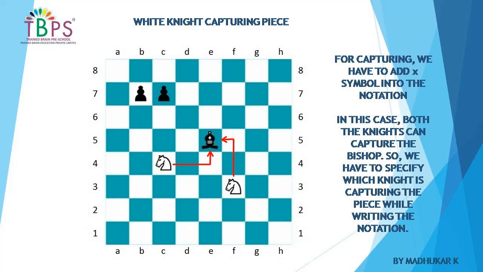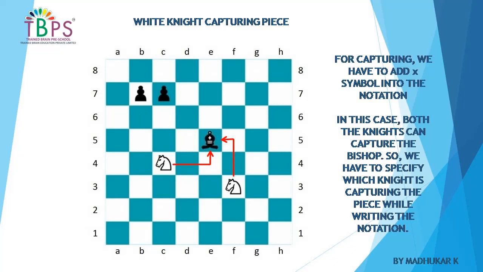Here we see there are two white knights, two black pawns and one bishop. These knights cannot capture any of the pawns, since a knight captures the piece which is in a position of its move, that is the L shape, with two moves vertically and one move horizontally or vice versa. But both the knights can capture the bishop which is in e5.